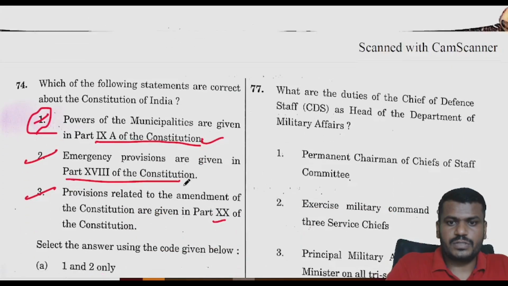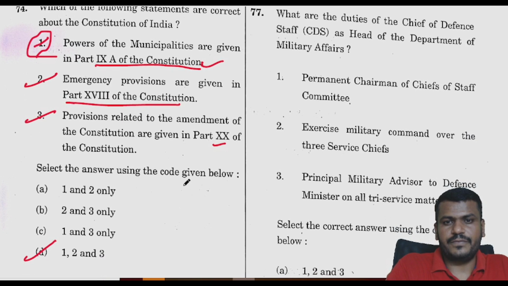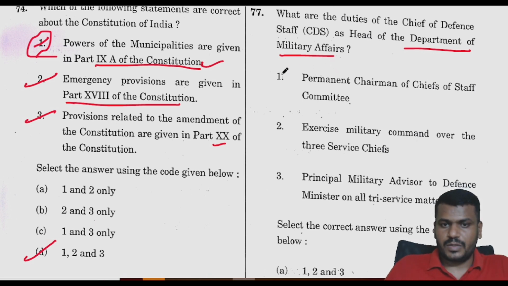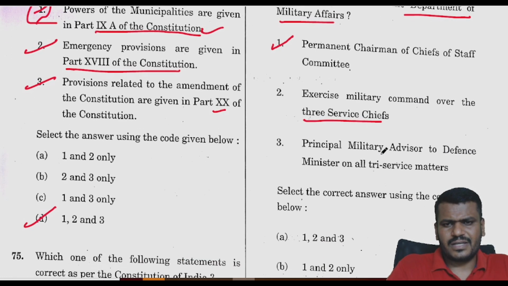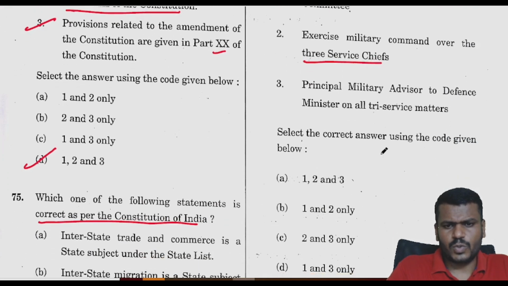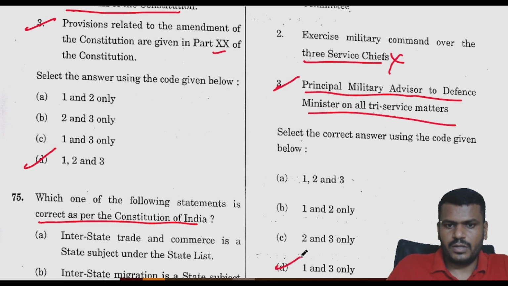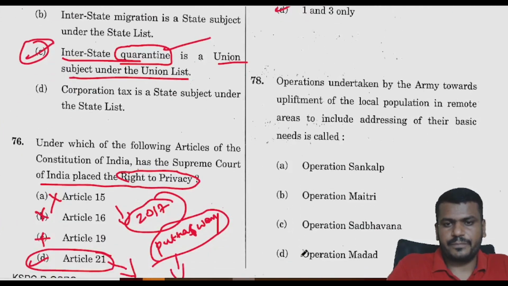Next, 77th question. What are the duties of the Chief of Defence Staff as head of the Department of Military Affairs? Very important. Since Bipin Rawat died, another person has been appointed, Anil Chauhan. So remember his name also. Permanent chairman of the Chiefs of Staff Committee, yes, that is a true statement. Exercise military command over the three service chiefs: it is nowhere mentioned, guys, and that is wrong. Principal military advisor to the Defence Minister on all three services, that is also correct. So 1 and 3 are correct. The second statement is not correct, whatever they have given.